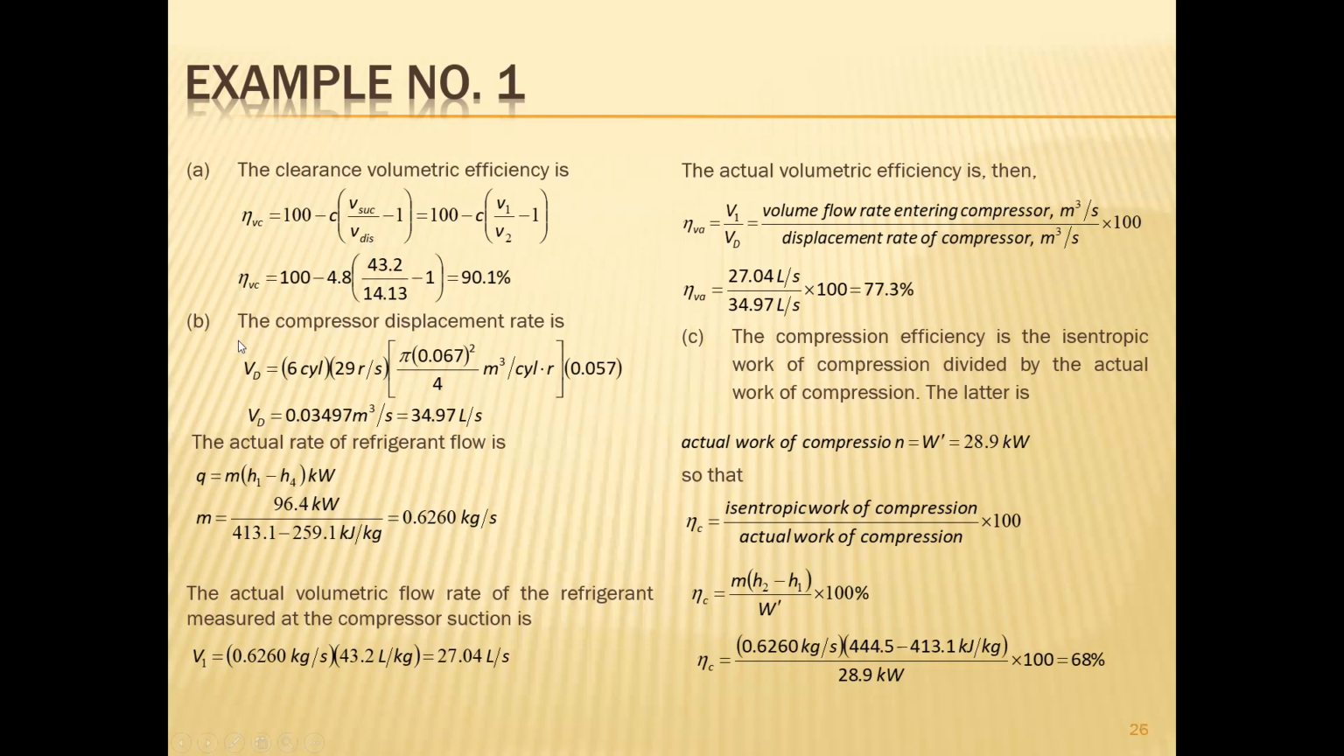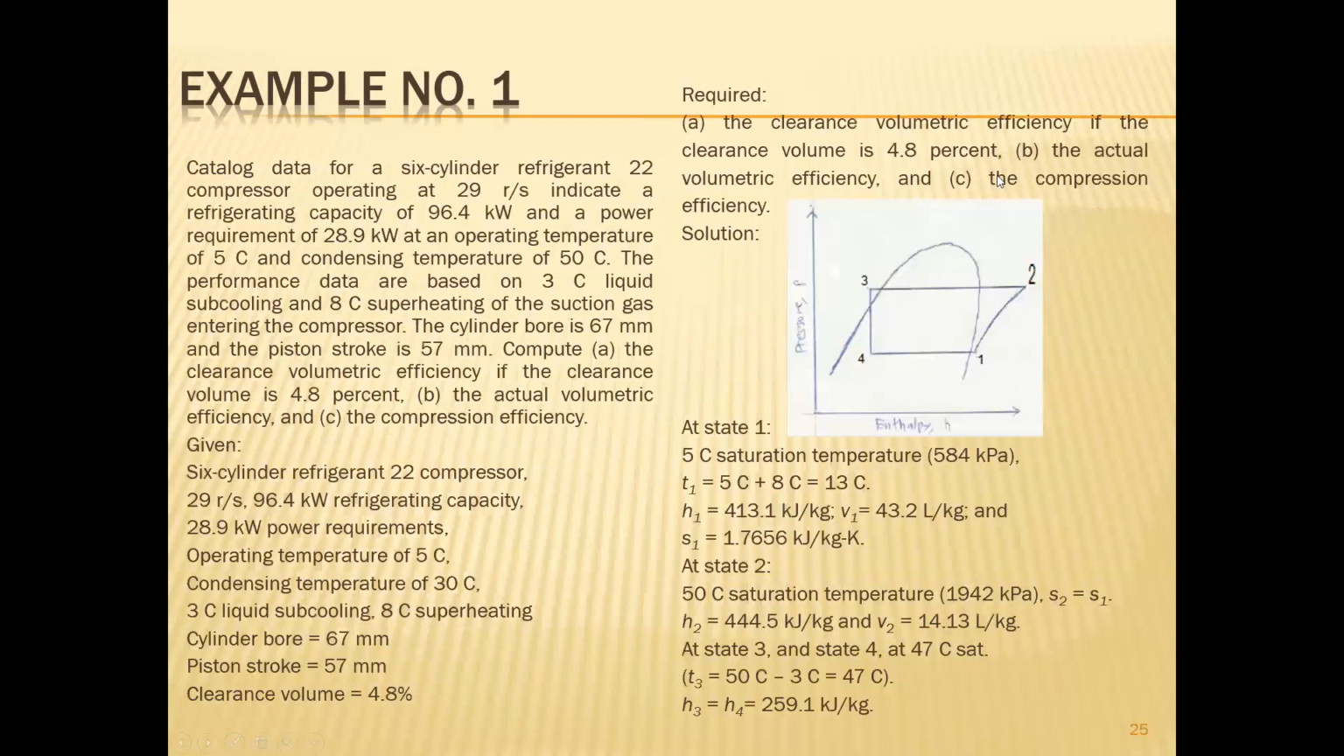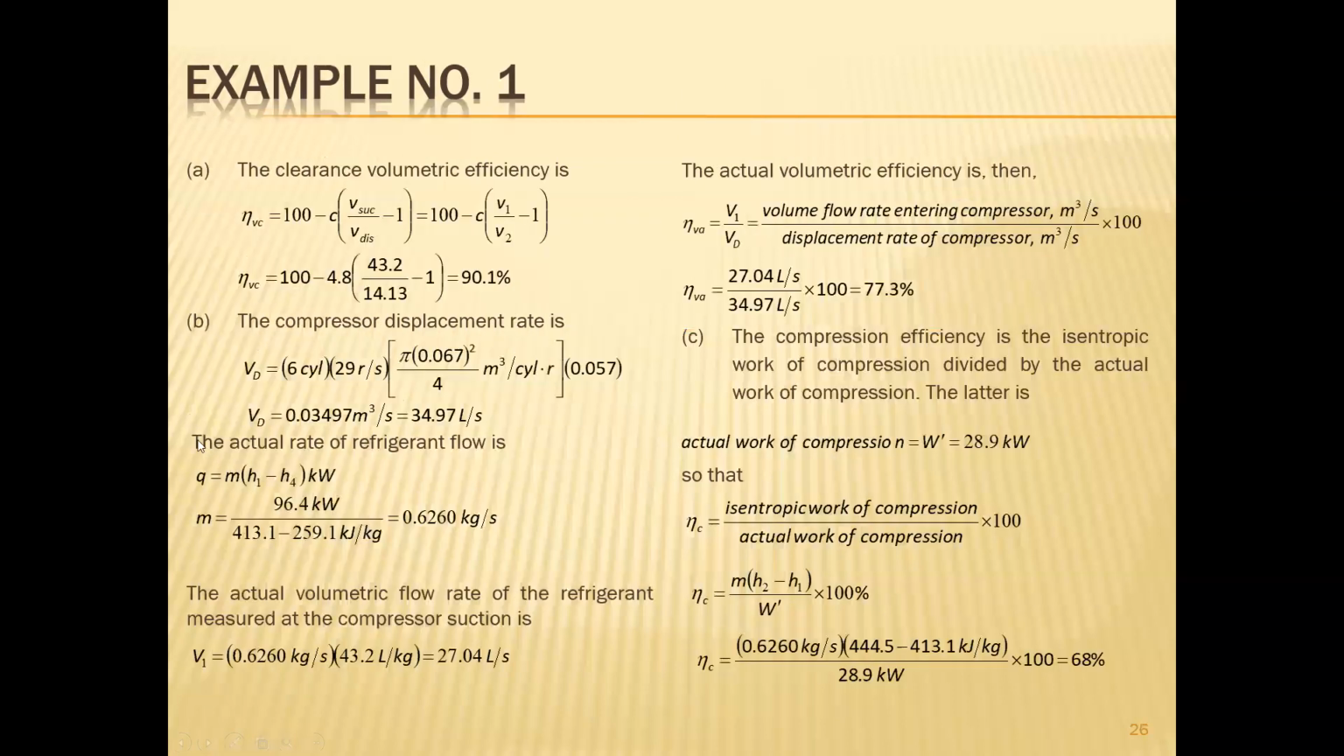Letter B, the compressor displacement. What is the second required? Let us go back: the actual volumetric efficiency, then the compression efficiency. Okay? So for the actual, this is the formula. The compressor displacement rate VD is 6 cylinders times 29 revolutions per second times π times 0.067 squared over 4 times the stroke, in cubic meters per cylinder per revolution. That is the unit for one cylinder.